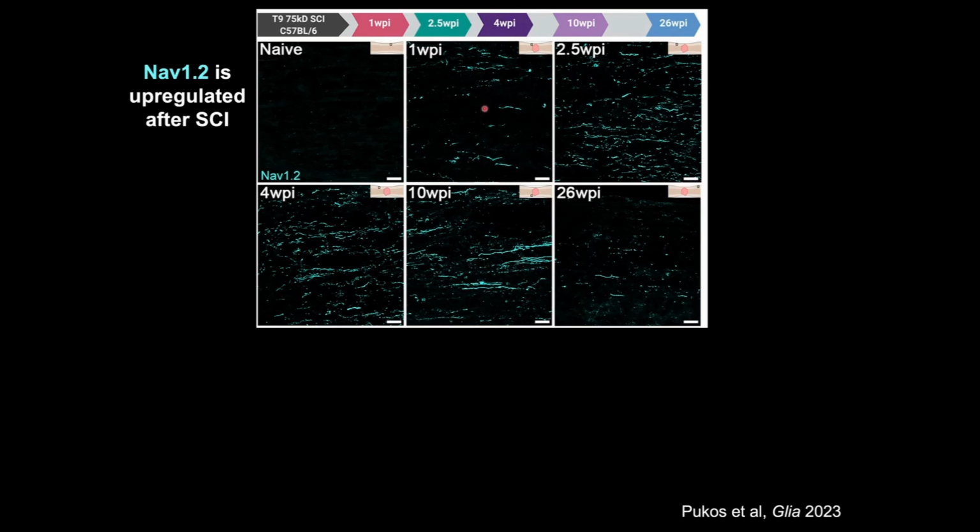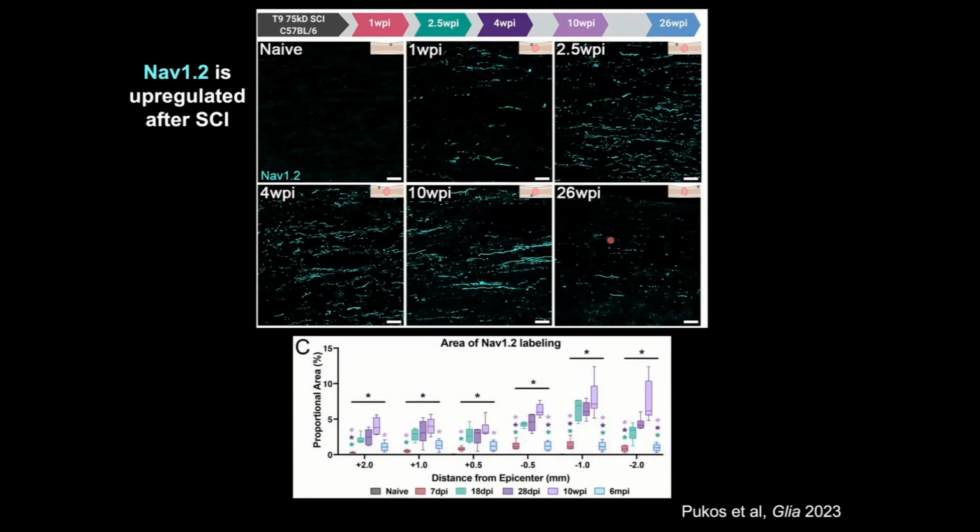And then within 1 week, we start to see upregulation of the sodium channel that seems to continue over time, at least through 10 weeks post-injury. Again, you can see these long profiles. They would be double labeled with neurofilament if we show the neurofilament channel. So these axons are upregulating this immature sodium subtype, and it seems to be actually somewhat decreased by 6 months post-injury, and that's shown here in the quantification.